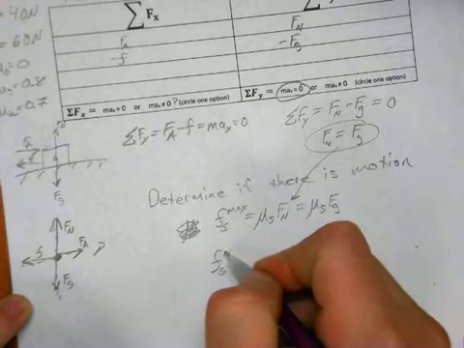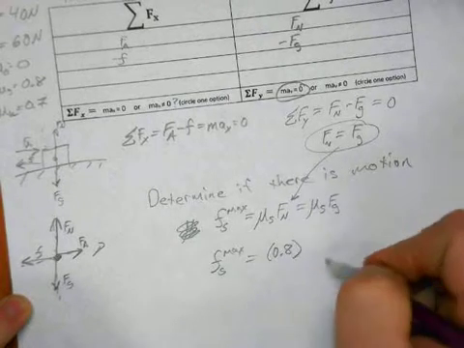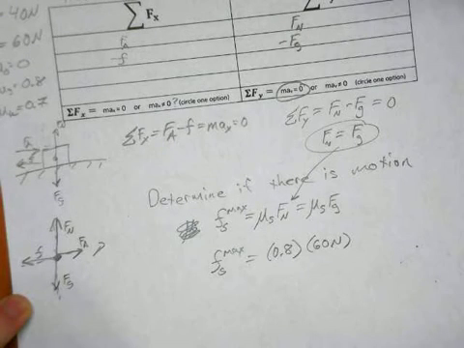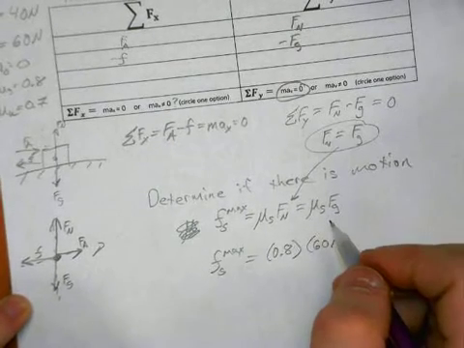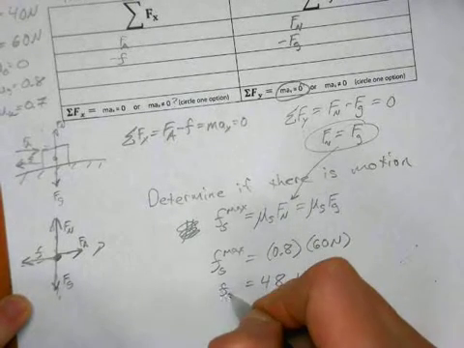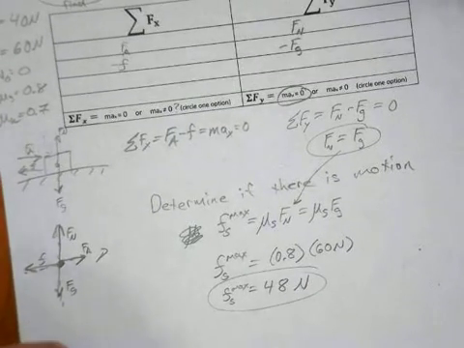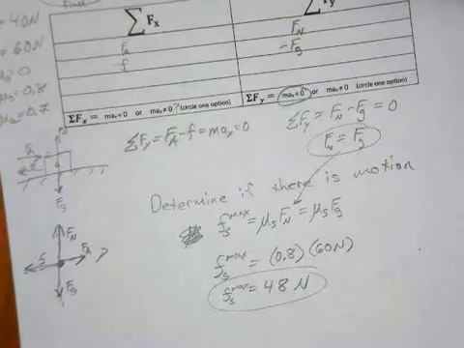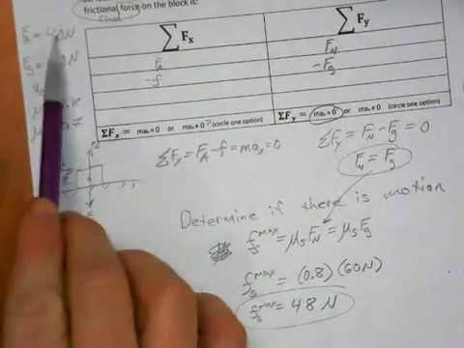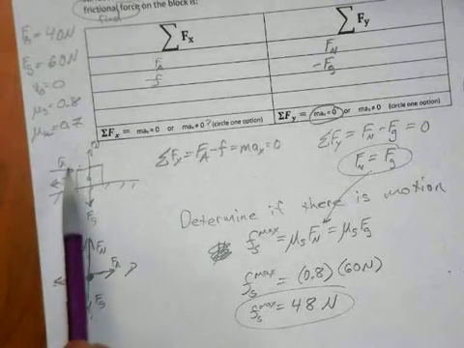So let's see what that is. Mu s equals 0.8 times 60 newtons. Oh, what was that? That was 48. Yeah, it equals 48 newtons. So that's very important. So then we have to say, how does this maximum force of static friction compare to the force that we are applying to the block? Because the two are in the same dimension, just different directions.